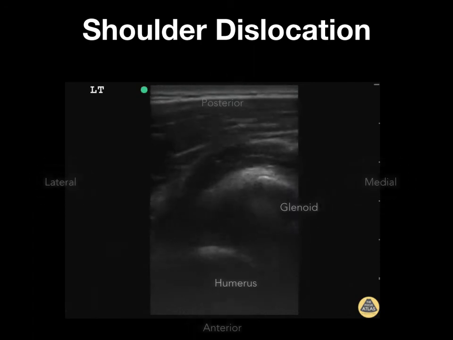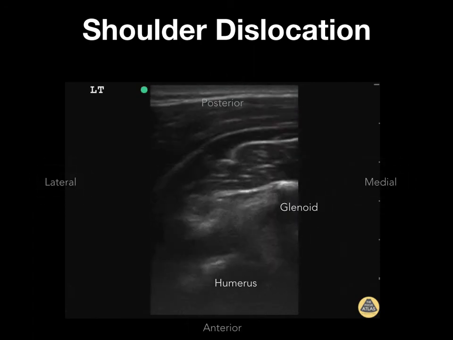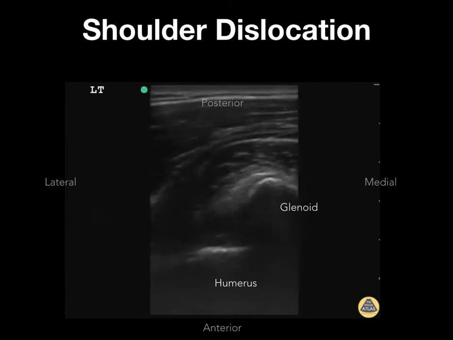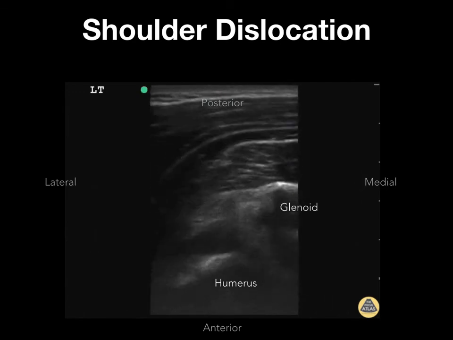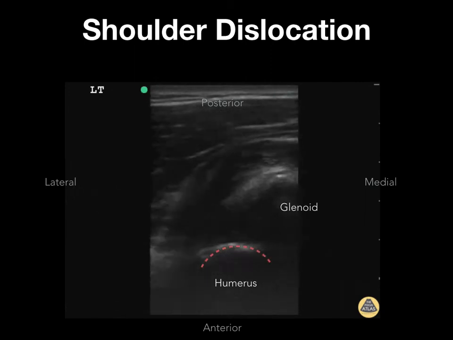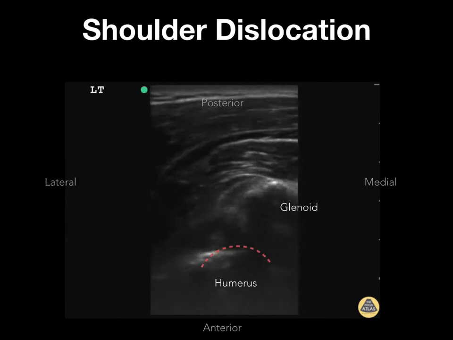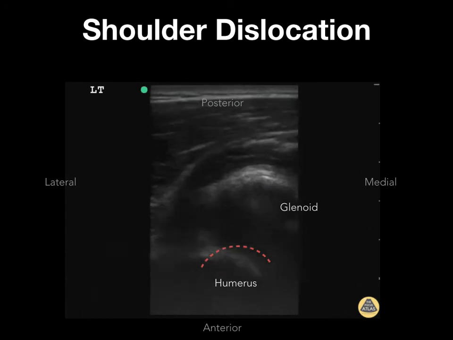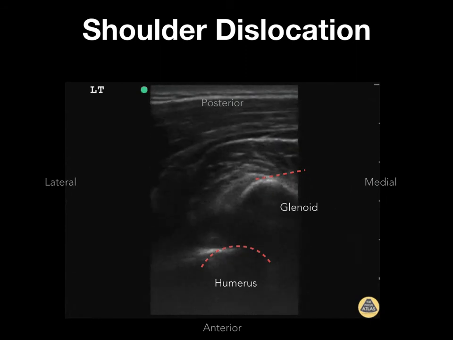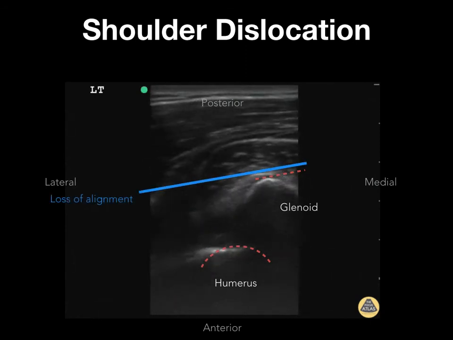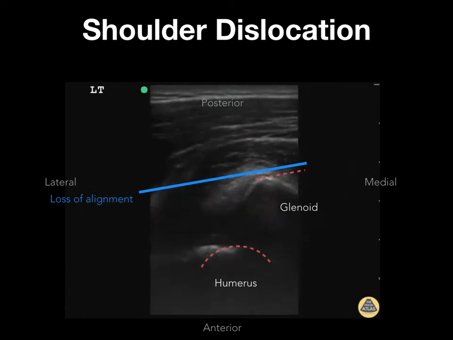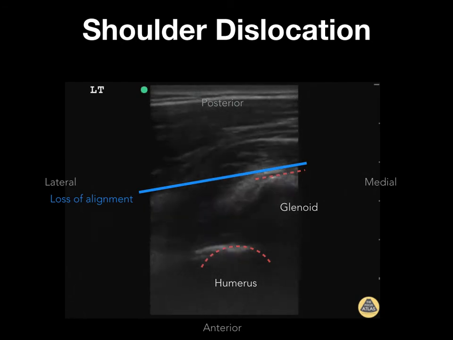Now with an anterior dislocation, there's displacement of the humeral head anteriorly, and when evaluating with ultrasound from a posterior approach, you'll notice that the humeral head is towards the base of the ultrasound image. So as we see here, the red outline shows the humeral head displaced anteriorly and the glenoid in its normal position. If we were to draw a line of alignment, you can see that now the glenoid and the humerus are no longer at the same level, and this would be consistent with the humeral head dislocation.